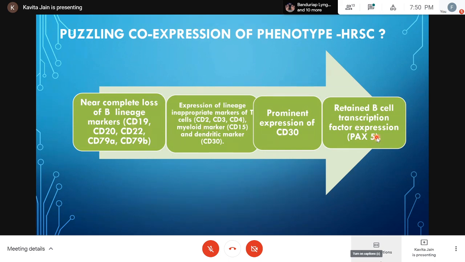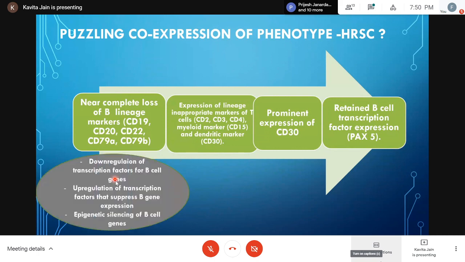The only retained B cell transcription factor we see is PAX5, and that too is very mild to moderate intensity or a heterogeneous intensity. They have a prominent expression of CD30, and they can express lineage inappropriate markers like T marker, myeloid marker, and dendritic markers. So this is the reason why.